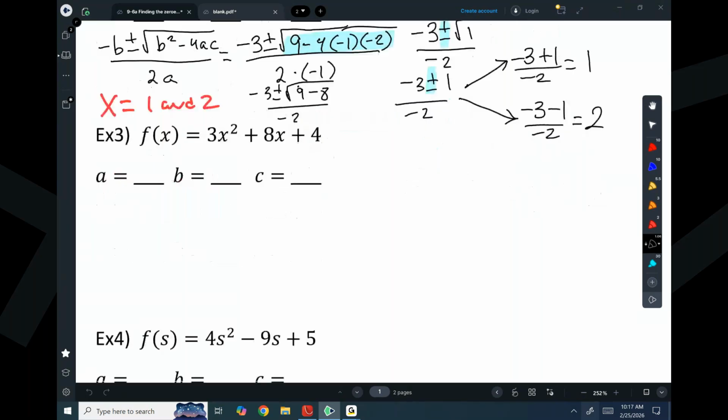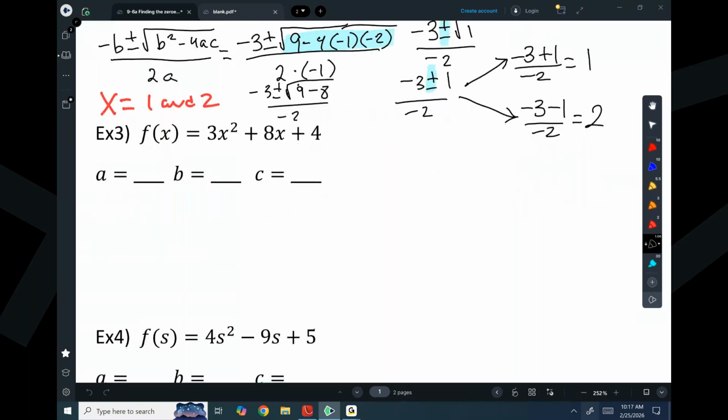All right, let's try it again. Ready? First thing you can do is look at these coefficients and say, is there a common denominator? No. Then if that's the case, I'm just going to write them. So A is 3, B is 8, and C is 4. Write the formula: negative b plus or minus the square root of b squared minus 4ac, all of that over 2a.